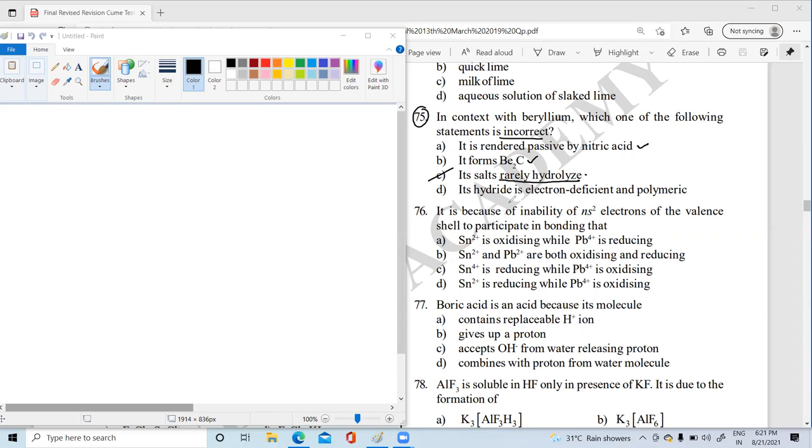For question 75, if you go for its hydride: is it electron deficient? Hydrides are electron deficient and polymeric. Yes, correct, students. Beryllium hydrides are electron deficient, and as well these are polymeric in structure. We can say polymeric, like this it goes on.